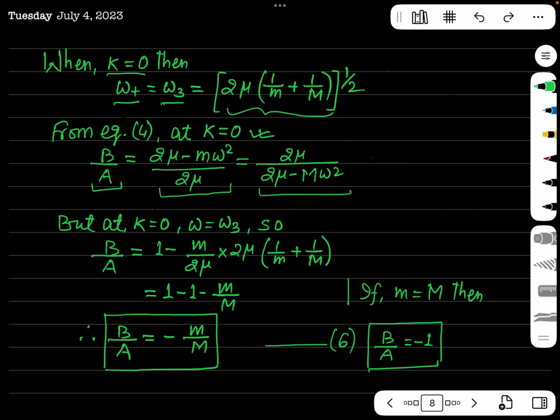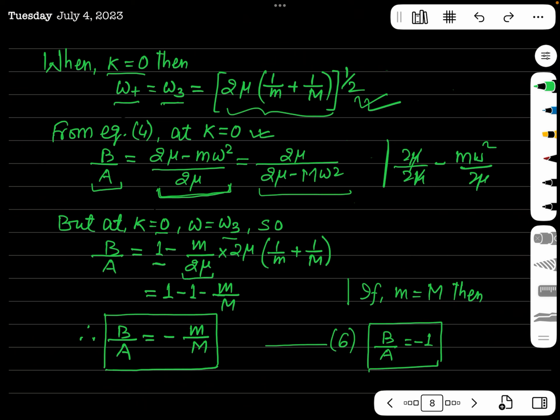Okay, but you have seen that when k is equal to 0, then omega is equal to omega 3, which is defined here. So now let us substitute the value of omega in this result. In the first expression, let us see in RHS, B over A. You can see I have divided this numerator by 2 mu separately. So this will be 2 mu over 2 mu, and minus m omega square over 2 mu. So this 2 mu will cancel out and that will be equal to 1. So I have written here 1.